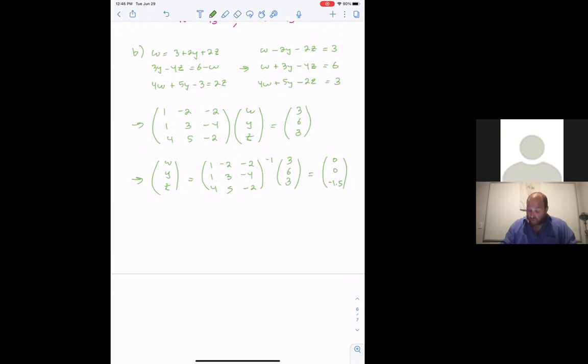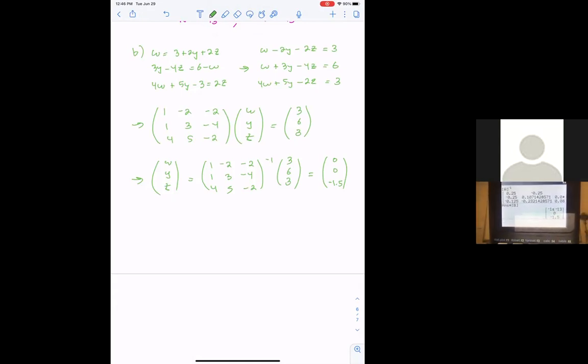Let's check whether that worked or not. If w and y are both 0, in the first one, I get a true statement. In the second one, I get a true statement. And in the third one, I get a true statement. Look at that.